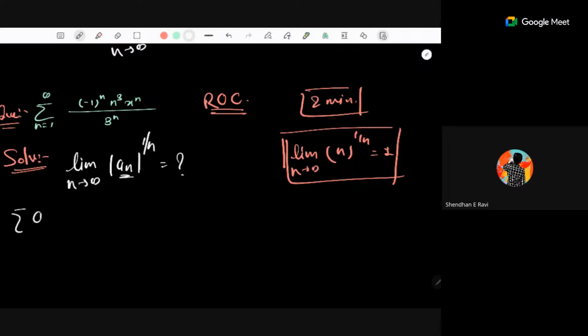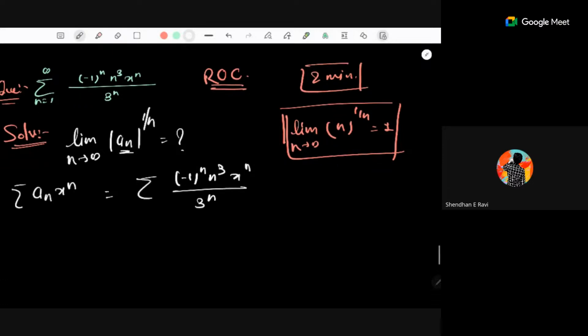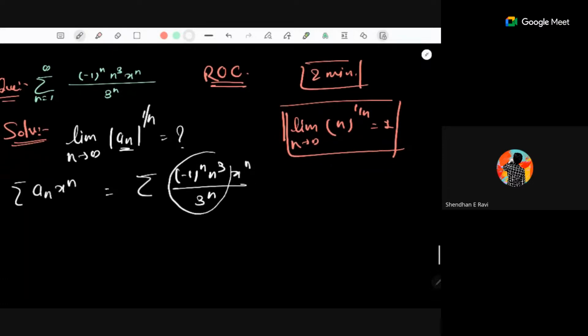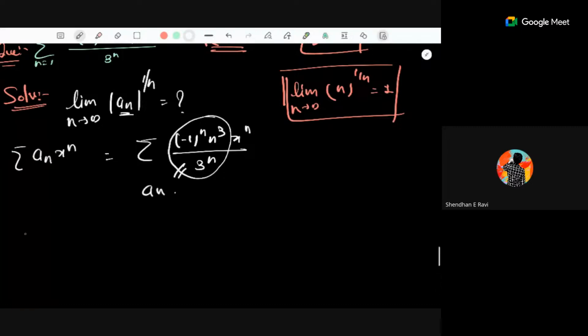So if we have summation a n x to the power n equal to summation (minus 1) to the power n, n cube x to the power n upon 3 to the power n, then this whole quantity is our a n. Right? So our a n is nothing but (minus 1) to the power n, n cube upon 3 to the power n. So if a n is that, then what will be the modulus of a n, right?